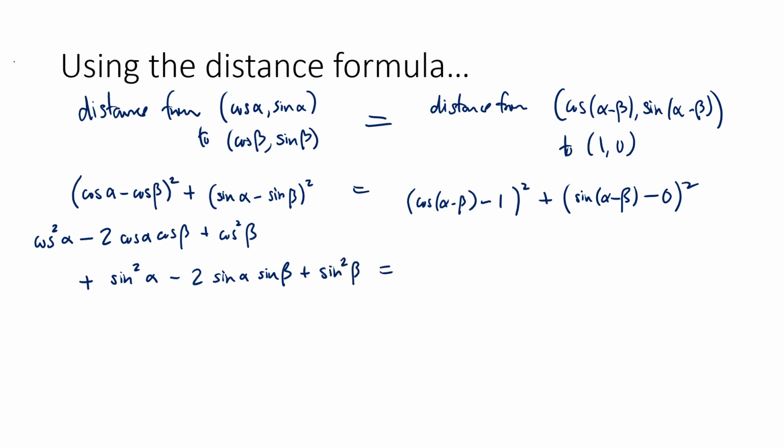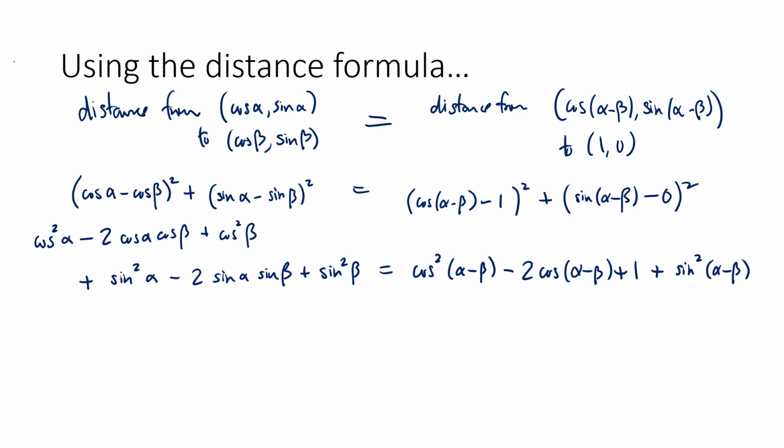The right-hand side is going to do the same thing. So cosine alpha minus beta minus 1 squared, when I multiply that out, I'm going to get cosine squared of alpha minus beta minus 2 cosine alpha minus beta plus 1. And then for sine alpha minus beta minus 0 squared, I don't have to FOIL that out because when I subtract 0, nothing happens. So I just get sine squared of alpha minus beta.